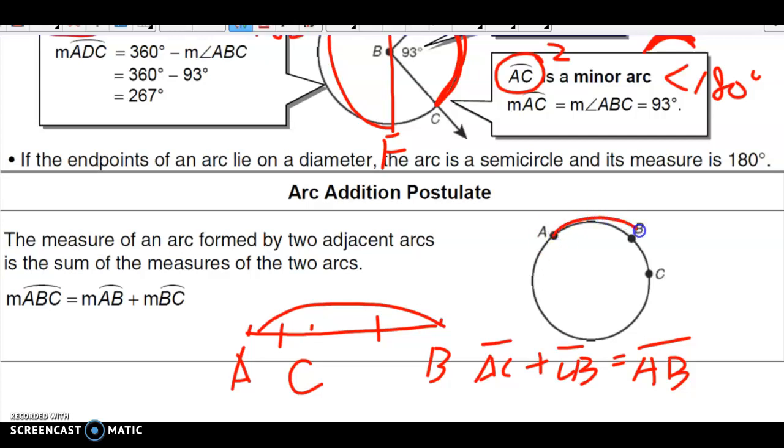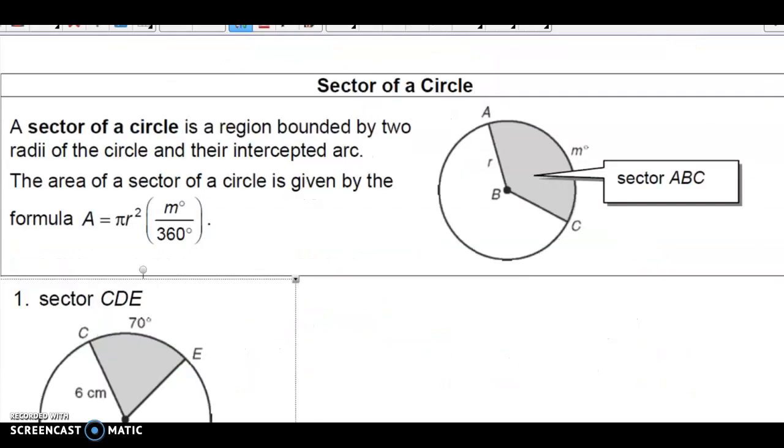So the similar postulate for arcs is: arc ABC, the big one here, equals the measure, M represents measure, so measure of arc AB, this one, plus measure of arc BC. BC is this one. Okay? So, of course, they have the same length of arc. That's why they add up to equal the total, which is chunk plus chunk equals total. Similar thing.